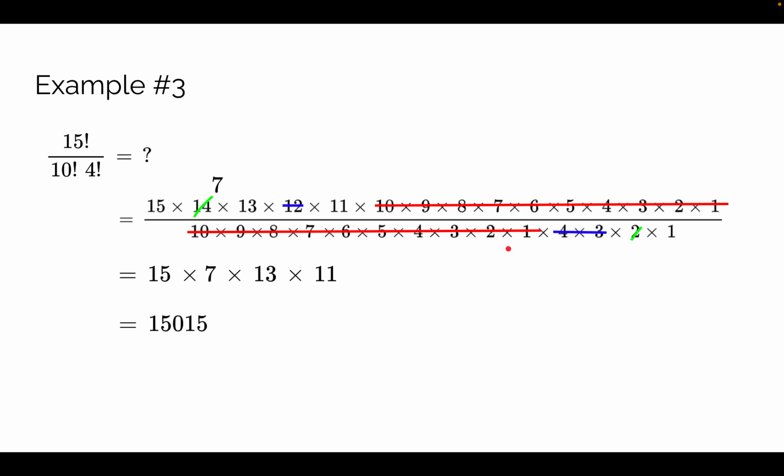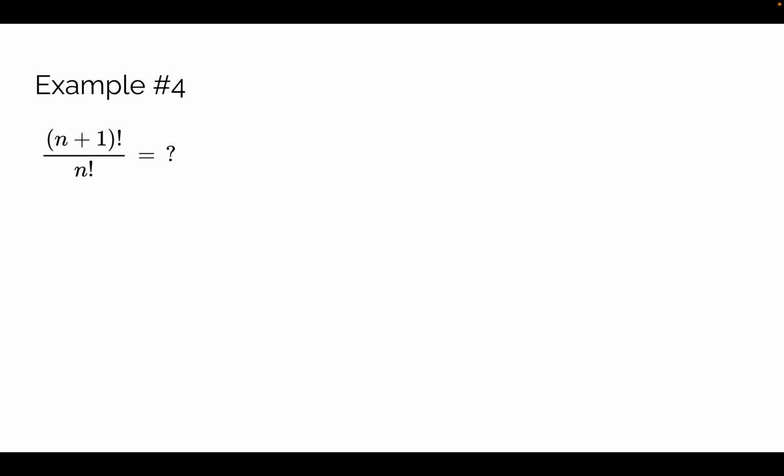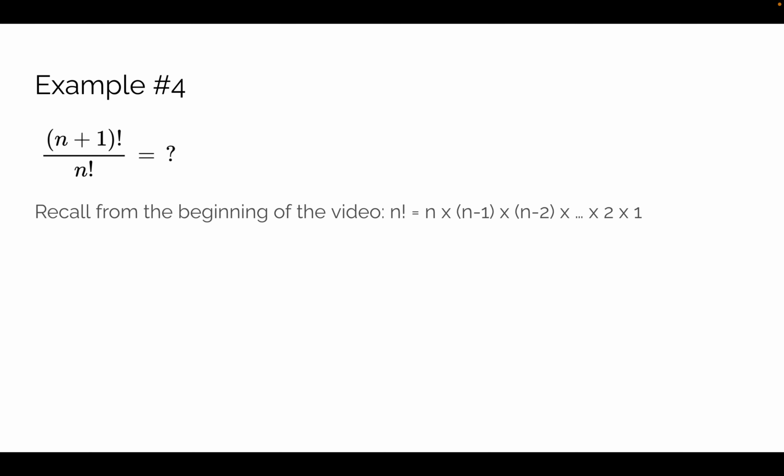Now let's get on to a slightly different looking example, example number 4. So example number 4 is n plus 1 factorial divided by n factorial. You might be a little bit confused because we were working with whole numbers before, and now we're going back to this n business. What is n? So we have to recall that from the very beginning of the video, all throughout, I've been mentioning that n factorial is equal to n times n minus 1 times n minus 2 all the way to times 2 times 1.